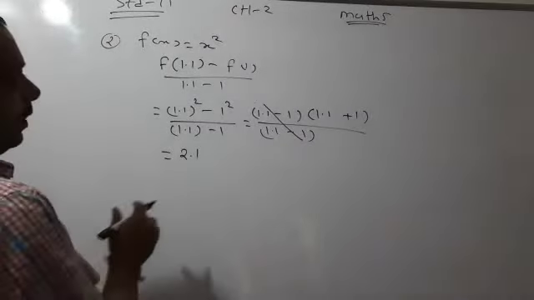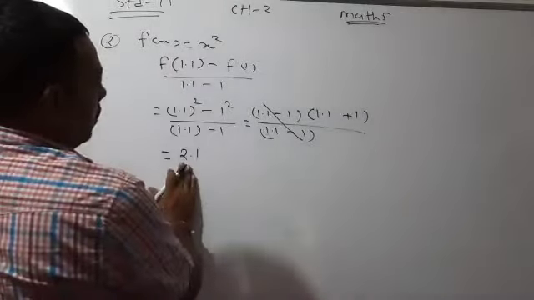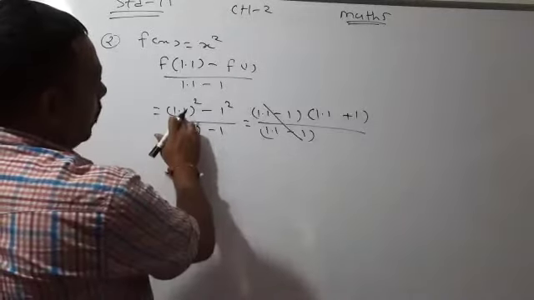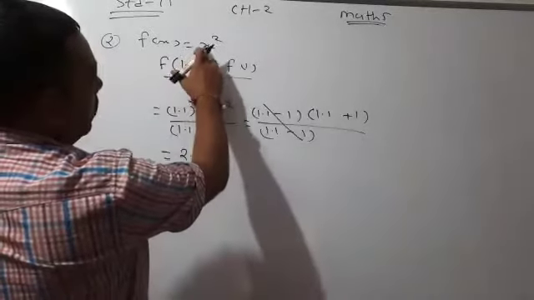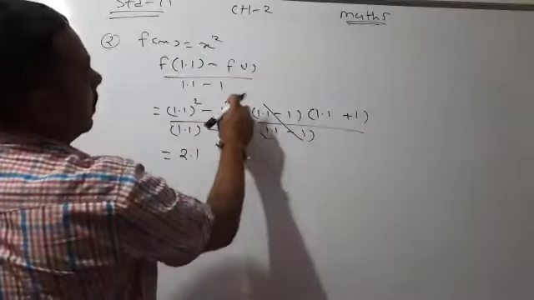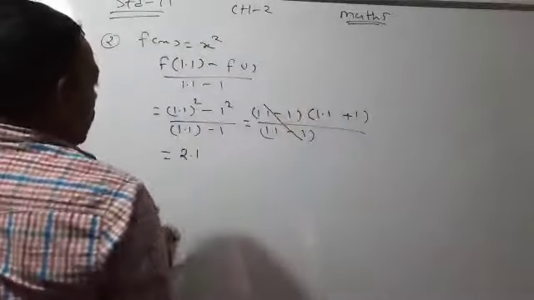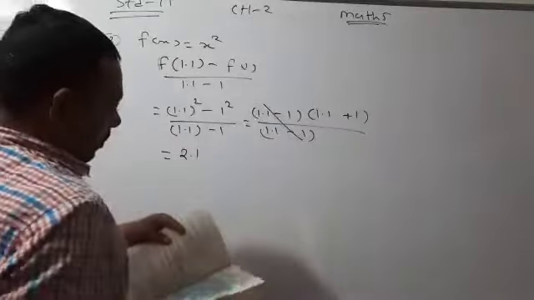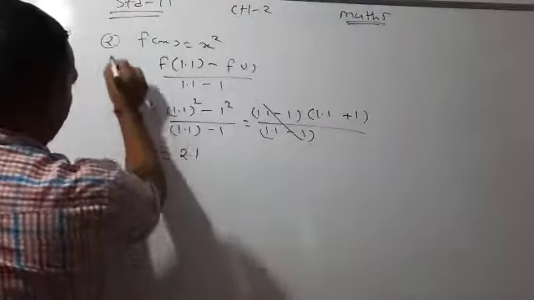Clear? So the final answer is 2.1, because f(1.1) is 1.1 square and f(1) square is 1. Okay, this way we get the final answer for question number 2.